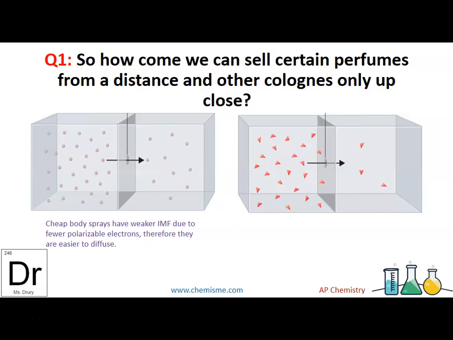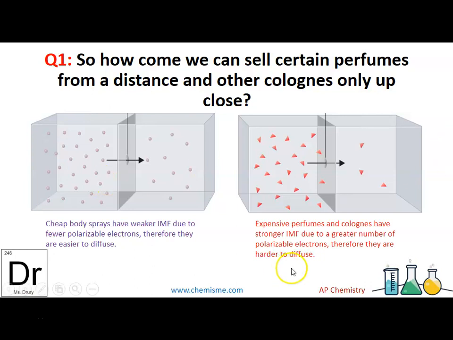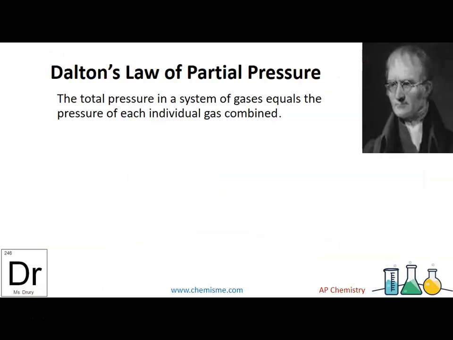So they're easily diffusing. Whereas this might represent the more expensive perfumes and colognes that have stronger forces because they have more polarizable electrons because maybe they're more massive, and therefore they're harder to diffuse. So it kind of goes along with our idea of London dispersion force, if you remember that.